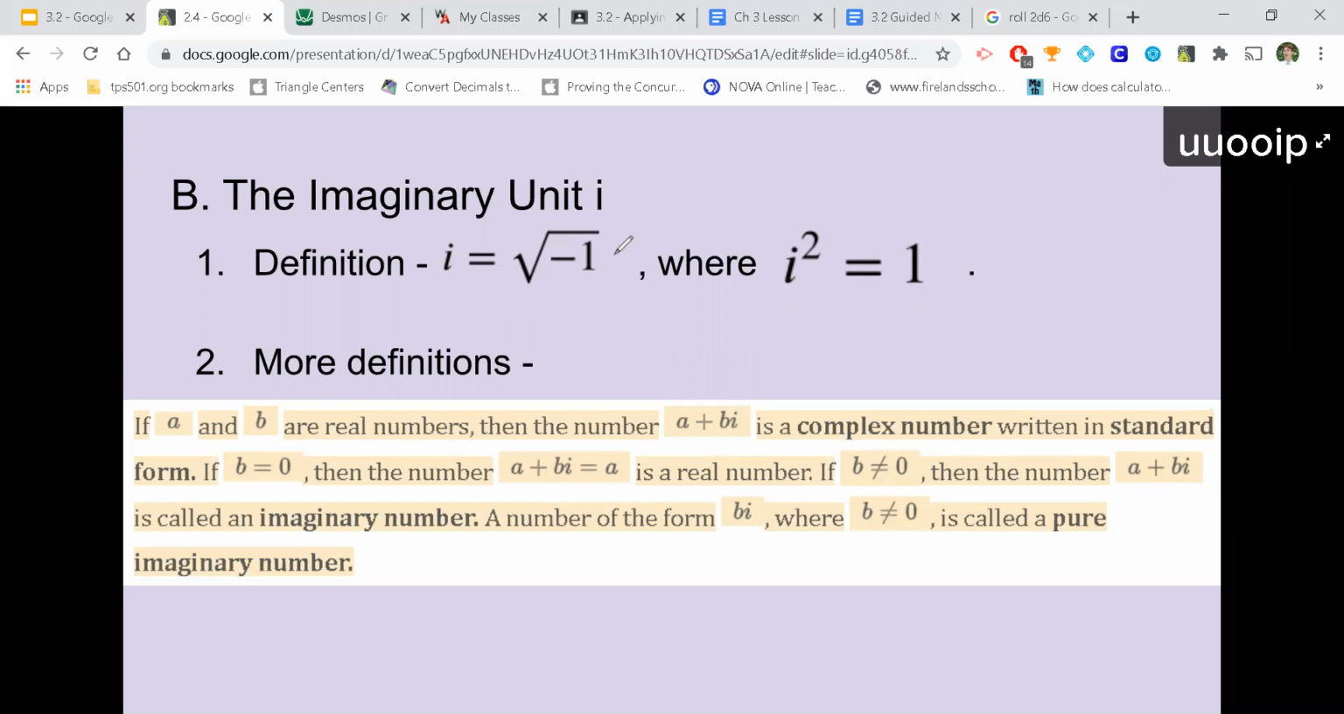And traditionally, you can't take the square root of -1, right? Because if you think, what number can I multiply by itself to get a negative? It's impossible. A negative times a negative is positive, and a positive times a positive is positive. So it's supposedly impossible to multiply something by itself to get -1.